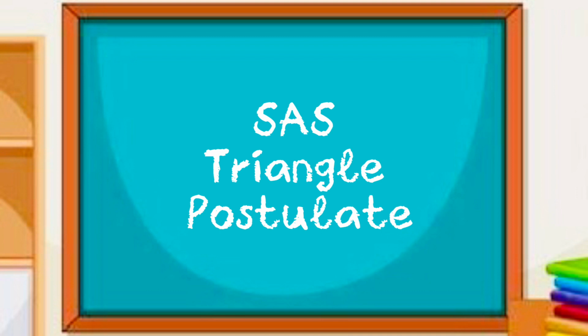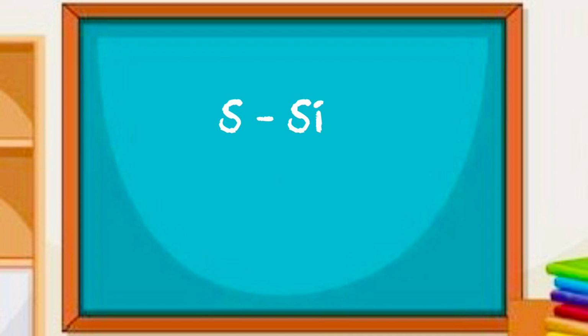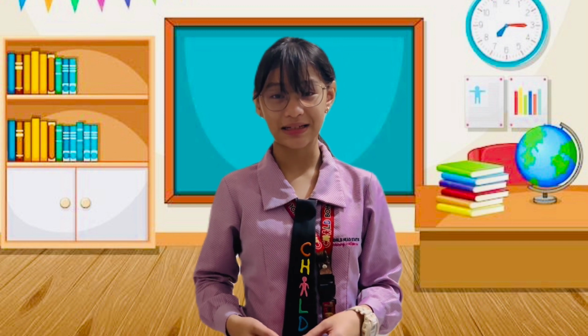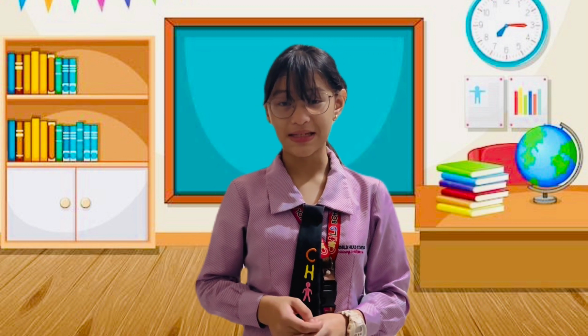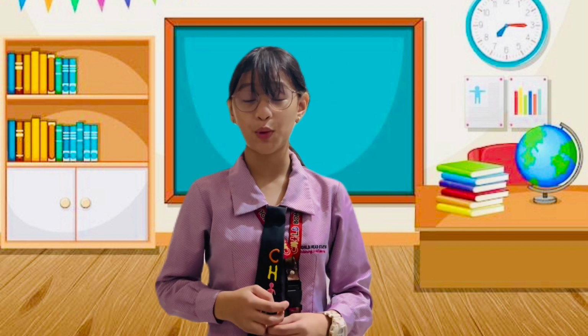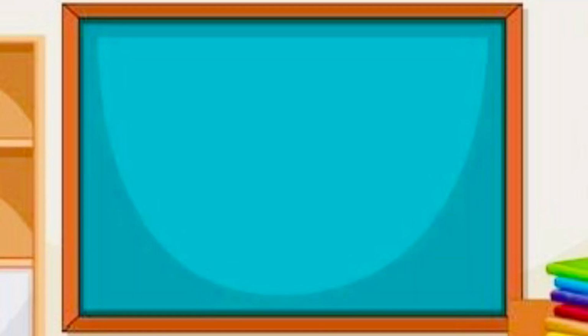The SAS triangle postulate stands for side, angle, side. What do you mean by side, angle, side? SAS congruence is the term which is also known as side, angle, side congruence, which is used to describe the relation of two figures that are congruent. It's a crucial theorem in geometry which helps us determine when two triangles are congruent, meaning they have the same size and shape.